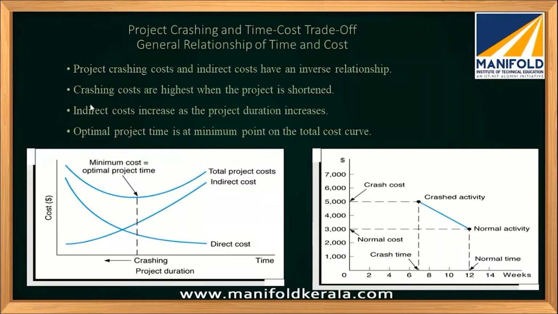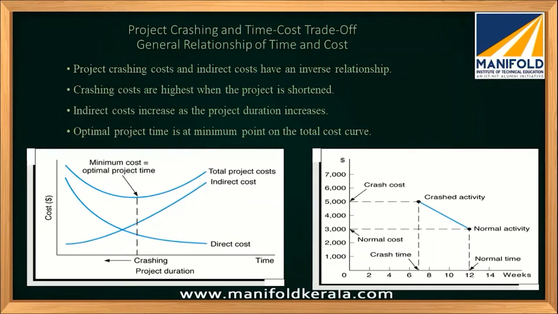Okay, so you might understand this direct cost and indirect cost. We will learn through an example. One more thing I want you to understand this time is the cost slope. We know that for crashing an activity, we have to pour some money.